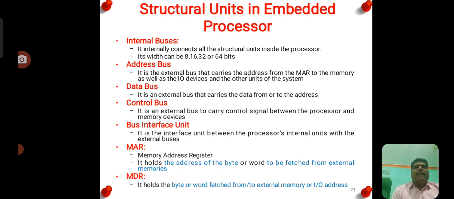Then the third one, the data bus. It is an external bus that carries data from or to the address. Control bus: it is an external bus to carry control signals between the processor and the memory devices. Bus interface unit: it is the interface unit between the processor's internal units and the external buses. MAR, memory address register: it holds the address of the byte or word to be fetched from external memories. MDR, memory data register: it holds the byte or word fetched from or to external memory or input-output address.